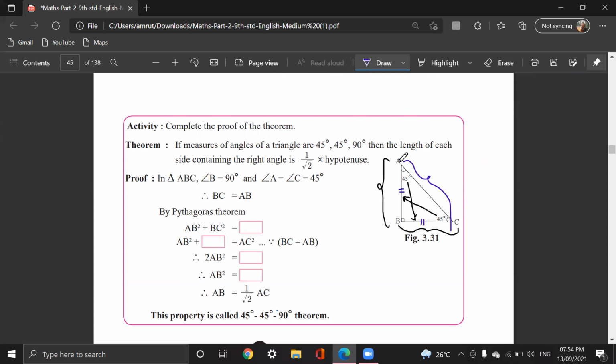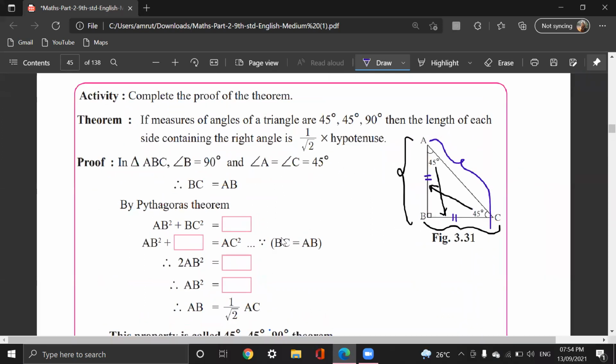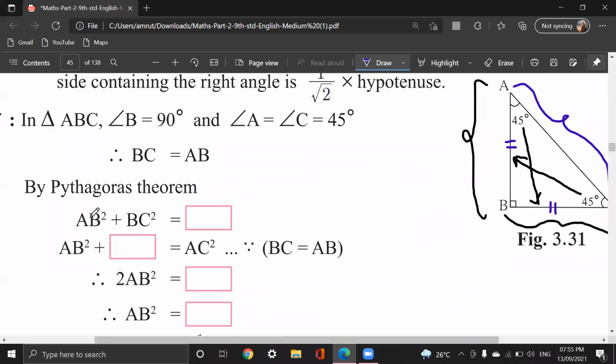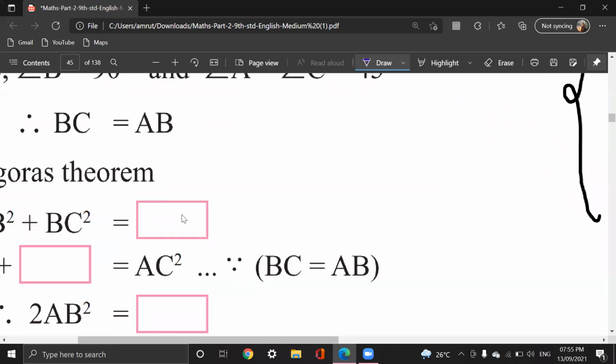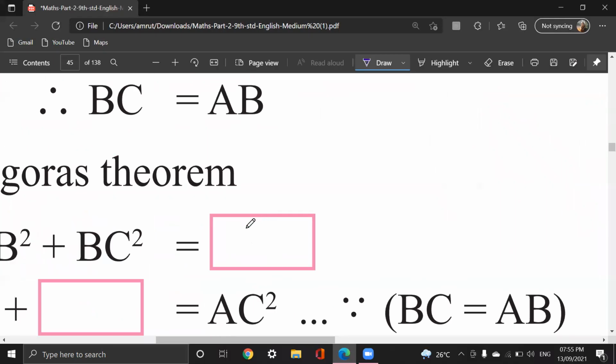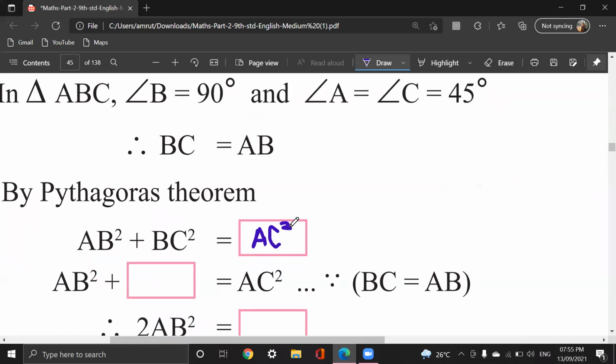So what is the Pythagoras theorem? Side 1 square plus side 2 square is equal to hypotenuse square. Here one box has been given that you have to fill. So AB square means side 1 square, plus BC square is side 2 square, is equal to what? Hypotenuse square. And which is the hypotenuse here? AC square. So write it down over here. I'll write it down: AC square. Okay, so after writing this down, you have to fill the other gap.